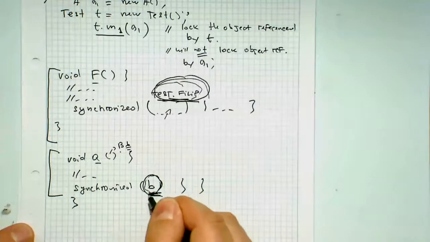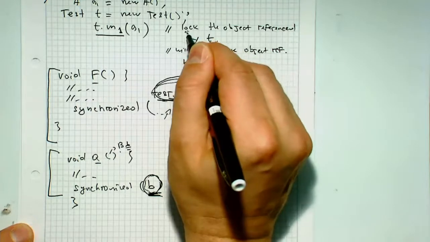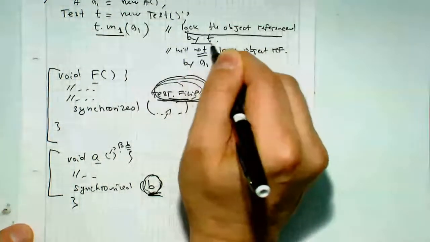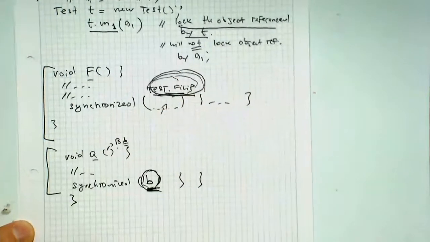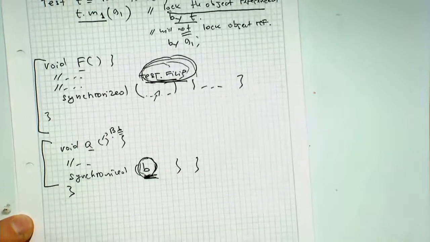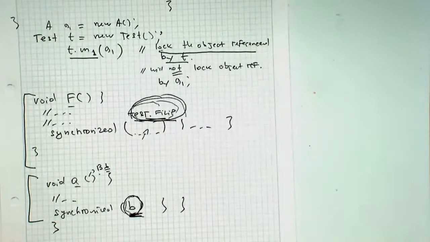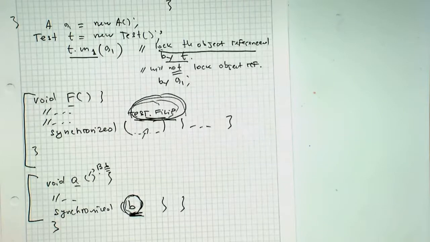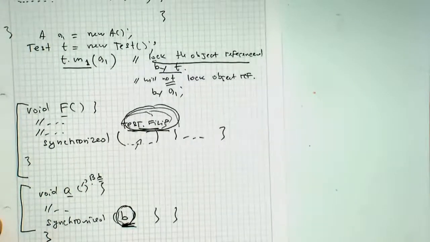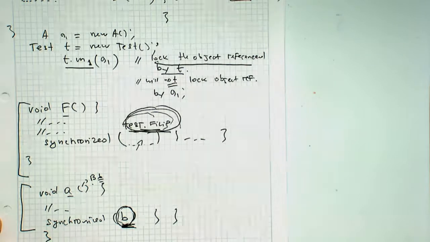So this is what happens. You're locking the object, right? This is why I said very carefully here, we lock the object referenced by the variable, okay? Does this make sense? You lock the object referenced by the variable. This should be very clear. If there are any questions, now is the time. Or it's super clear. Is synchronized super clear? Yes?